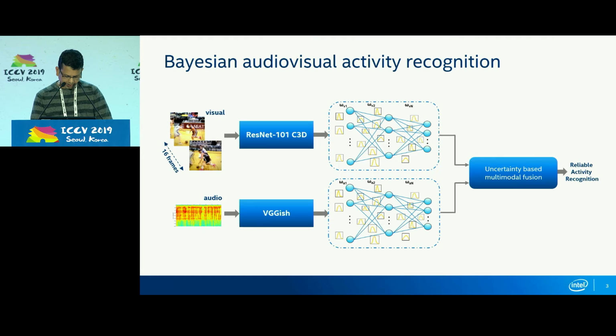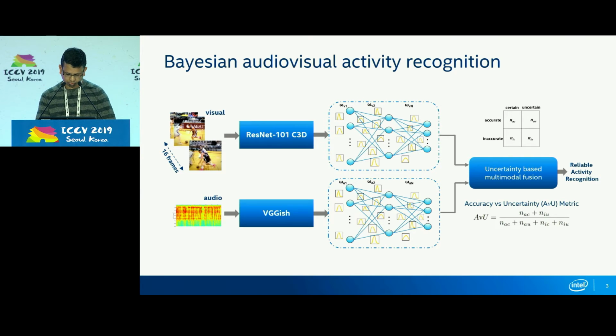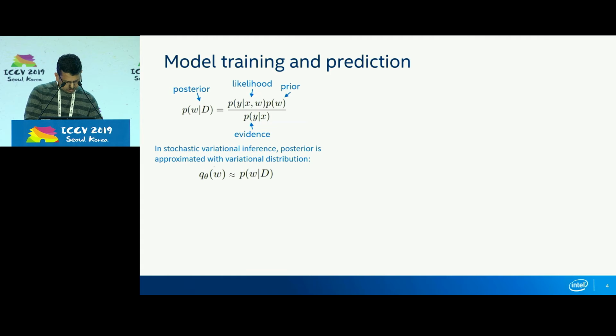We calculate an accuracy versus uncertainty metric for individual modalities. An optimal threshold that maximizes the AvU metric is used for multimodal fusion. The posterior distribution of the model parameters W is given by Bayes rule, where D is the training data set, which includes X, Y input-output pairs. Variational inference approximates a complex probability distribution, probability of W given D, with a simpler distribution Q theta.